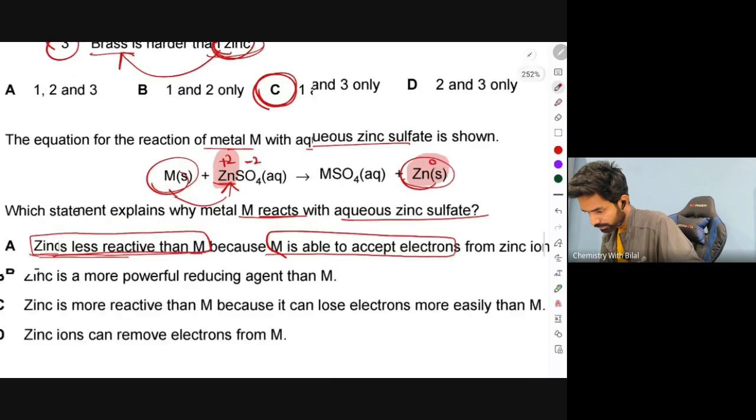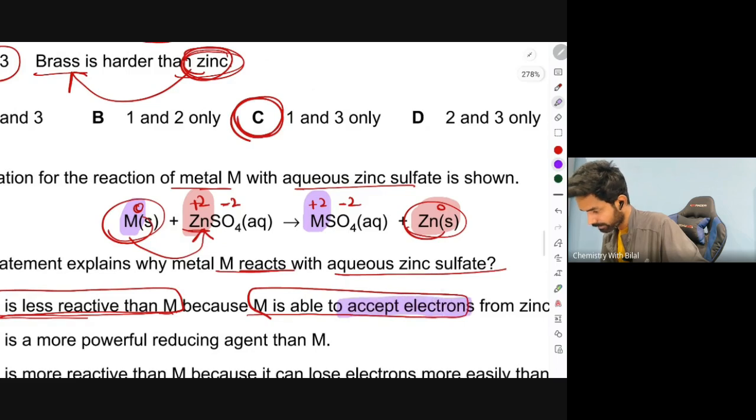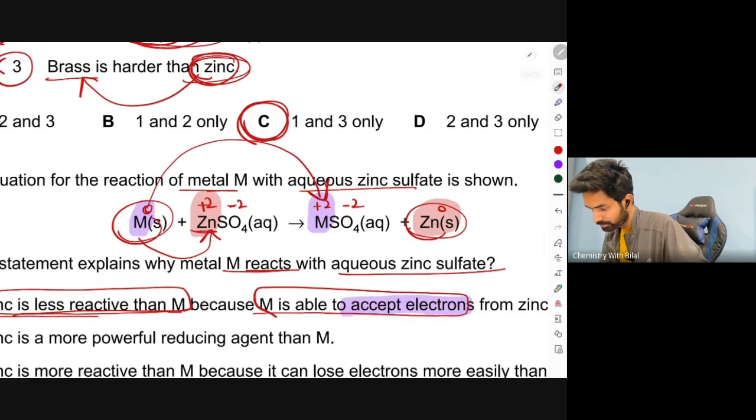मुझे बताएं कि इलेक्ट्रॉन एक्सेप्ट किसने किए. M का चार्ज यहाँ 0 है और M का चार्ज यहाँ +2 है क्योंकि सल्फेट का -2 है. तो जरा देख के बताएं कि M 0 से +2 में गई, क्या इसने एक्सेप्ट किए हैं या इसने लूज किए हैं? इसने तो लूज किए हैं. M just lost 2 electrons, but accept तो zinc 2+ ने किए.